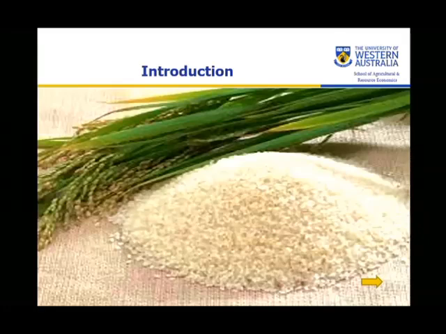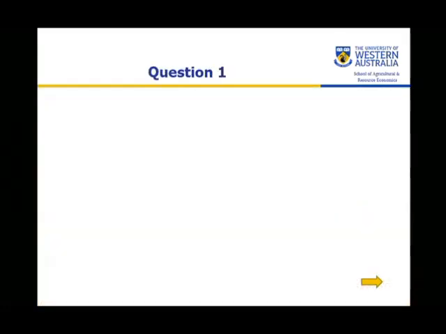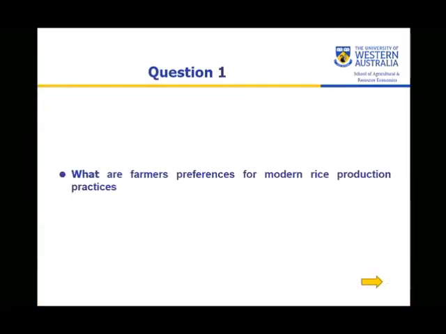So we thought it would be great to have a look at what farmers' preferences are when it comes to rice production technologies, so that will inform policymakers in their choice and design of new technologies. So for our first question, we look at the preferences for modern rice production practices in Ghana. And this theme is going to run through the presentation.